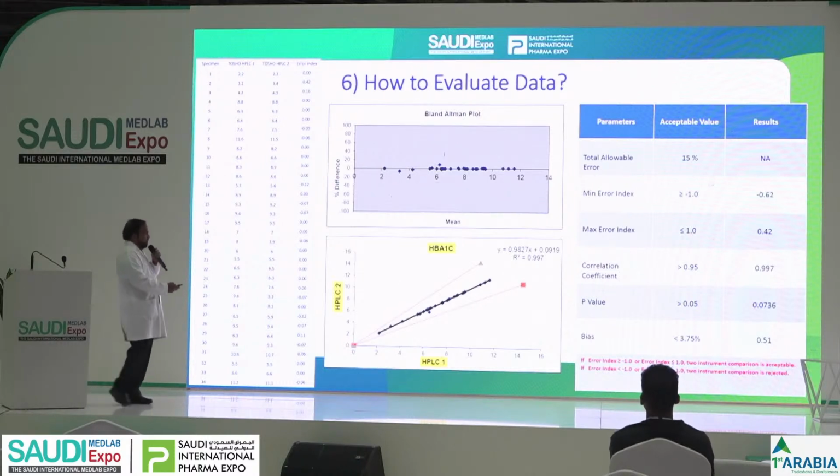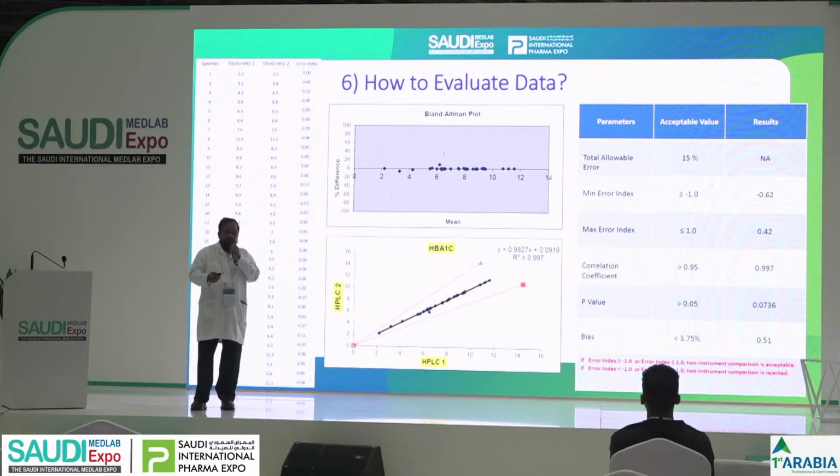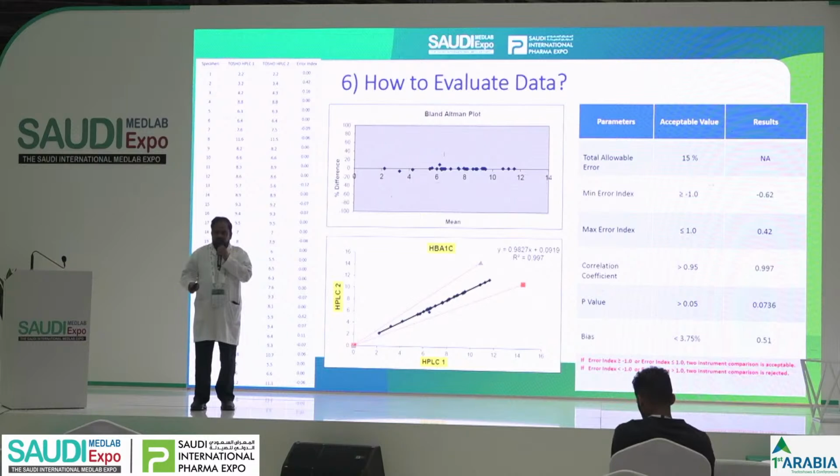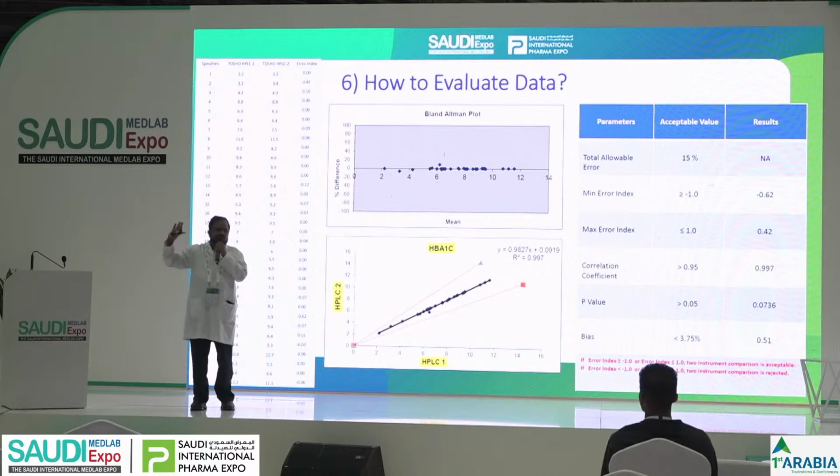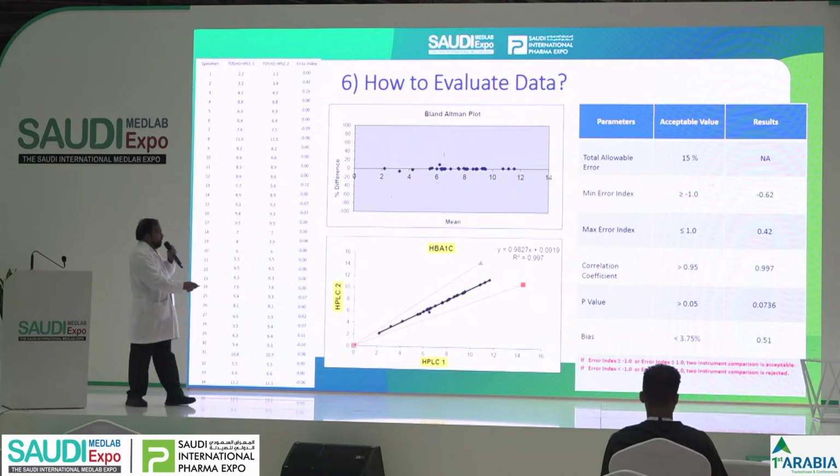The second thing, we have to put this either in an Excel sheet or EP Evaluator. EP Evaluator is one of the best software for the evaluation, but if you don't have it, you can just do it simply with the Excel sheet. This is not a very huge or difficult calculation. You can do this. The good thing with EP Evaluator is that it says the comparison is passed, so everybody is happy. But passed on the basis of what? On the basis of total allowable error.